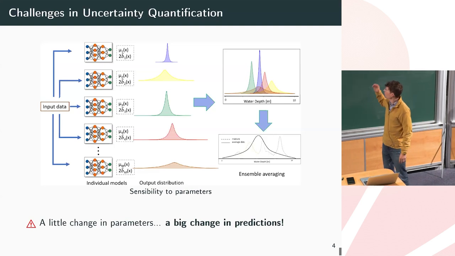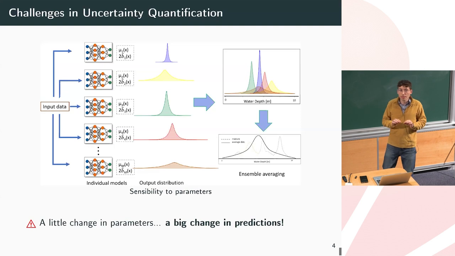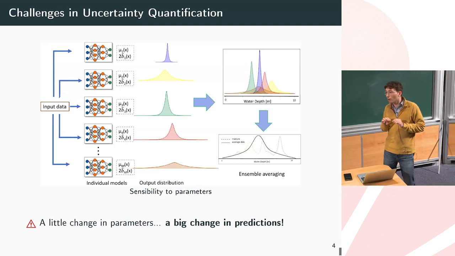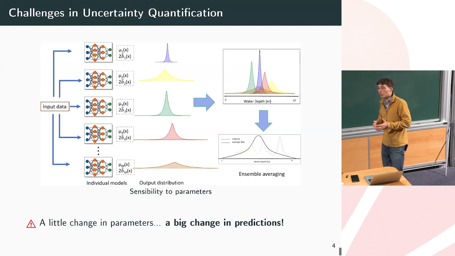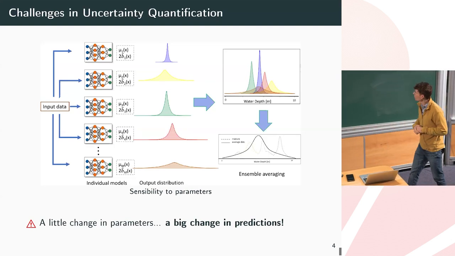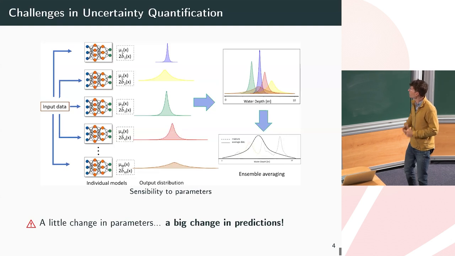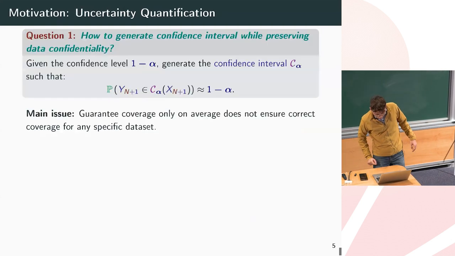If you have a parametric model, for example, then your prediction can sometimes be very sensitive to the choice of parameters. And it's why you want to be confident about your prediction, especially in some fields where it's really important, for example, in medicine. And it's what will motivate our talk today.